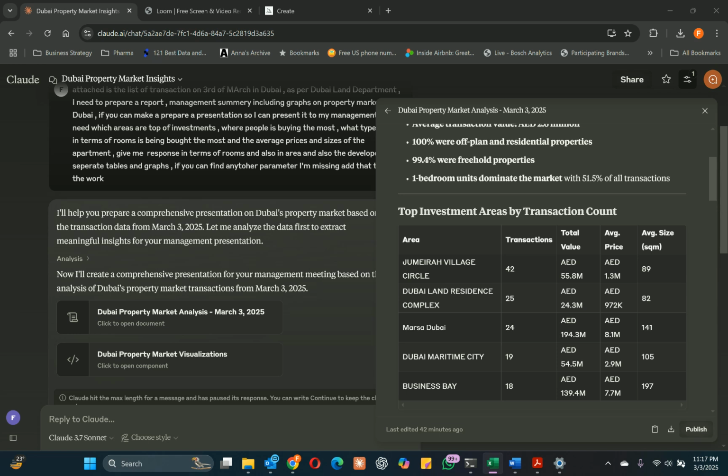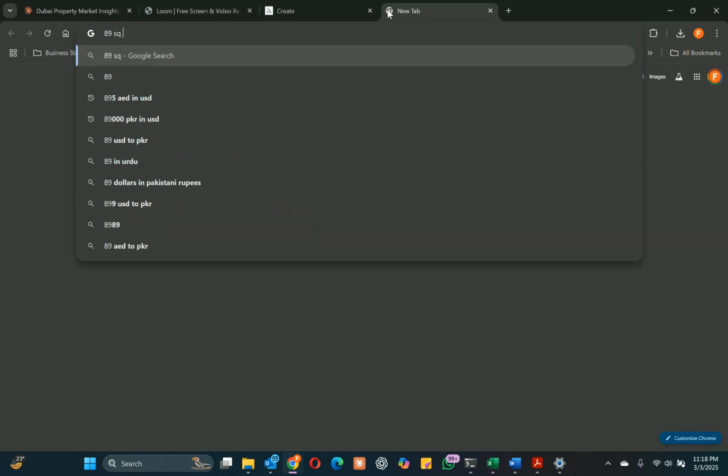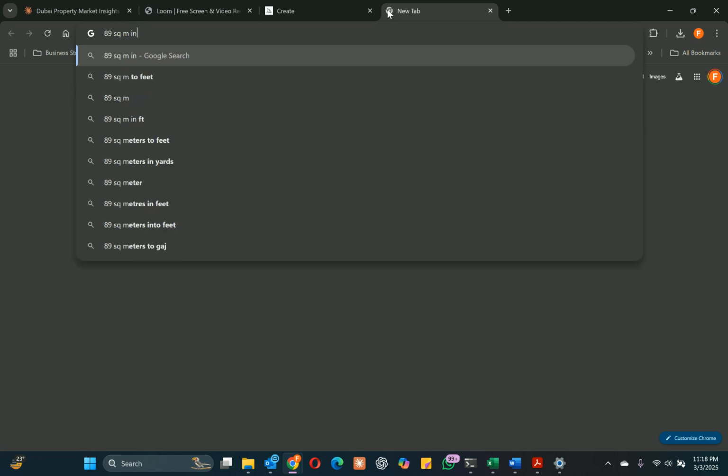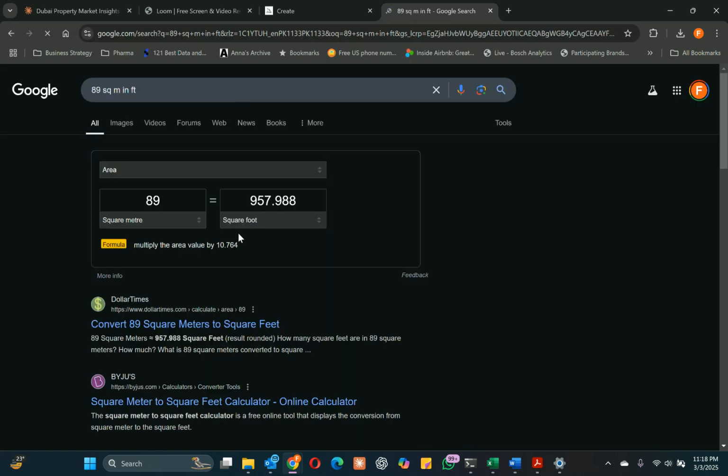Unit. Yeah, it can't be feet. It has to be square meters. We'll just have to check whether square meter is correct or not. But still, how much, by the way, is 89 square meters in feet? 957 square feet. Average one bedroom apartment size.